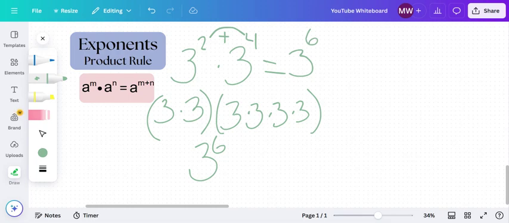Notice how my base does not change. My base is going to stay the same. It's the exponents that we add together. I'm not going to multiply 3 times 3. That's not what it's telling me to do. So let's try another example.